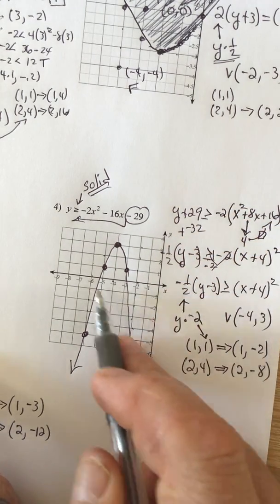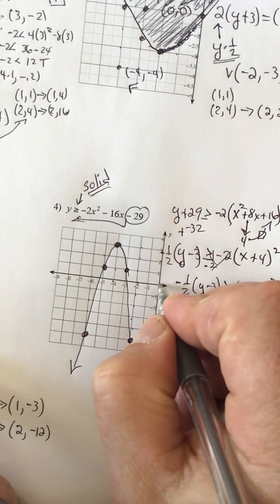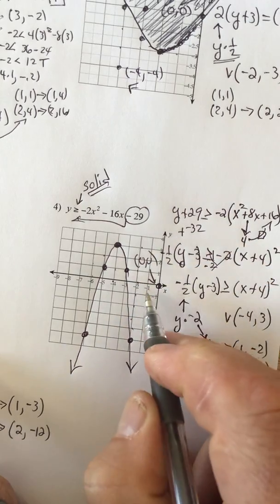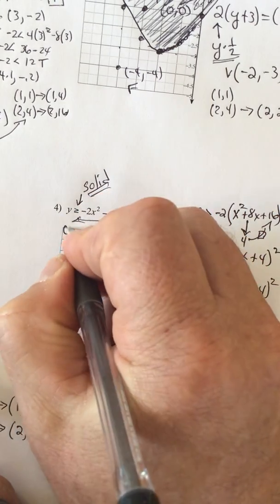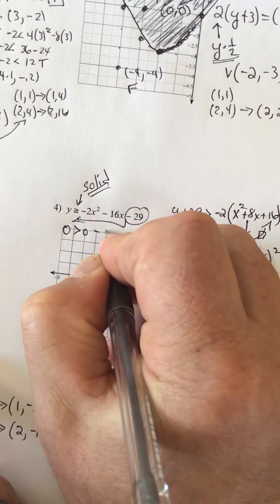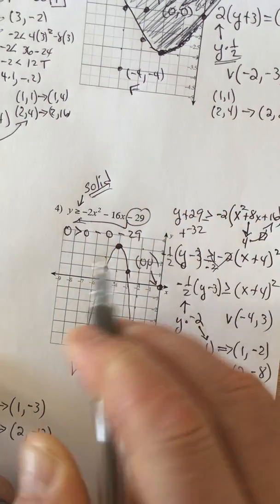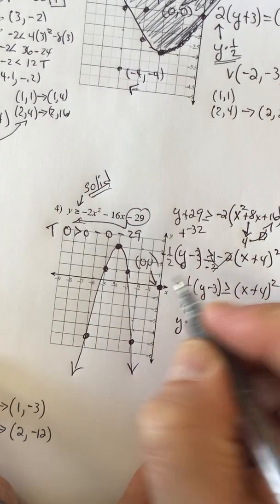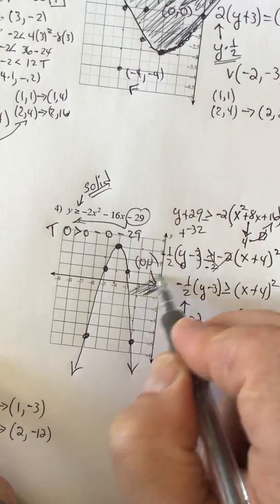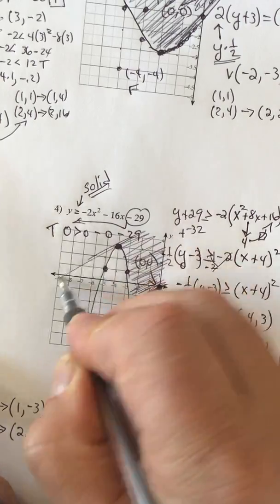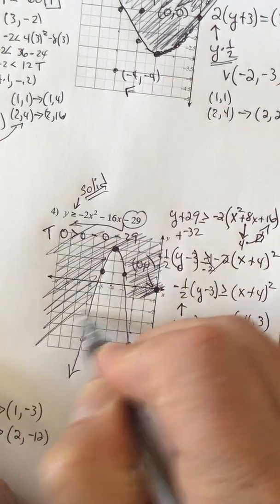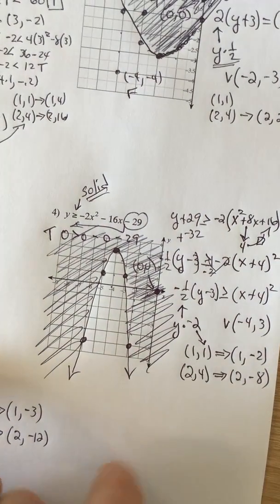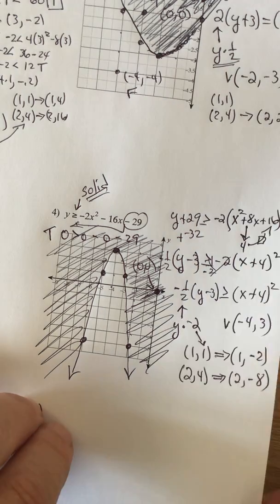And now it's either the insides or the outsides. Right here's my favorite point, 0, 0. So 0, 0 is on the outside. Let me see if that's true. Is 0 greater than 0 minus 0 minus 29? 0 greater than -29 is true. So now this point is true, so it's shaded with all of its neighbors. So everybody on the outside is true. Everything on the inside is false. And that is how you graph inequalities.